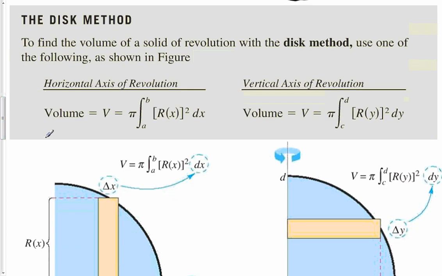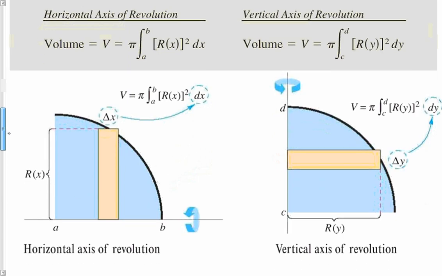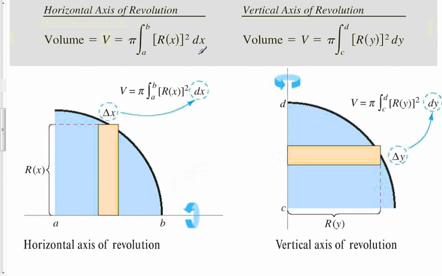All right, so to find the volume of a solid of revolution with the disk method, use one of the following as shown in the figure. So we have a figure below here, and which one of these two equations we use to find the volume all depends on whether our axis of revolution is horizontal, meaning parallel to the x-axis, or vertical, or parallel to the y-axis. If we have a horizontal axis of revolution, we have to get the height of each disk, or the radius of each disk. We have to get a function in terms of x and integrate with respect to x.